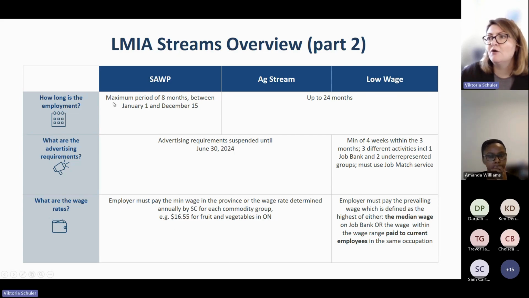For the wage rates for SAWP and ag stream, the wages are determined annually by Service Canada for each commodity group. This information can be found on the government website. For example, it's $16.55 for fruit and vegetable pickers in Ontario. And for low wage, it must be the median wage on the Job Bank for the occupation in the current economic region, or it should be within the same range as you're paying your employees in the same occupation with the same amount of experience and training.